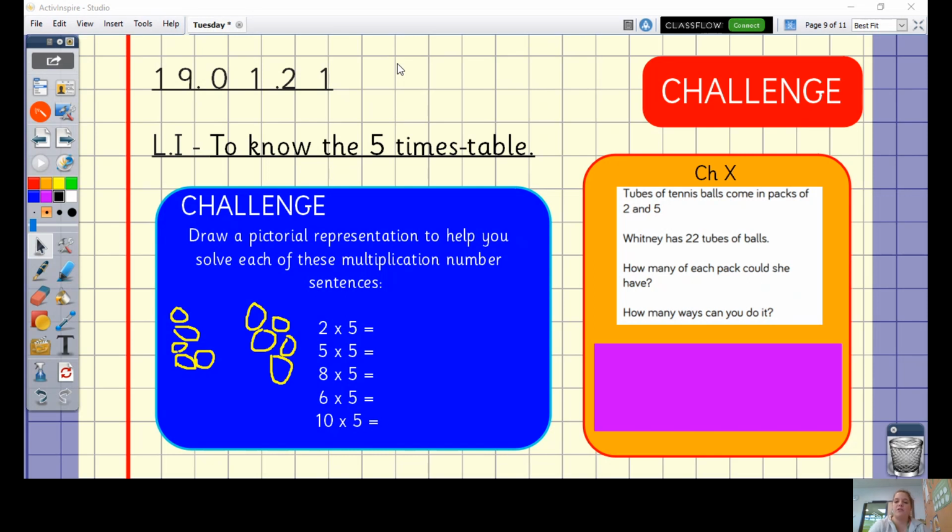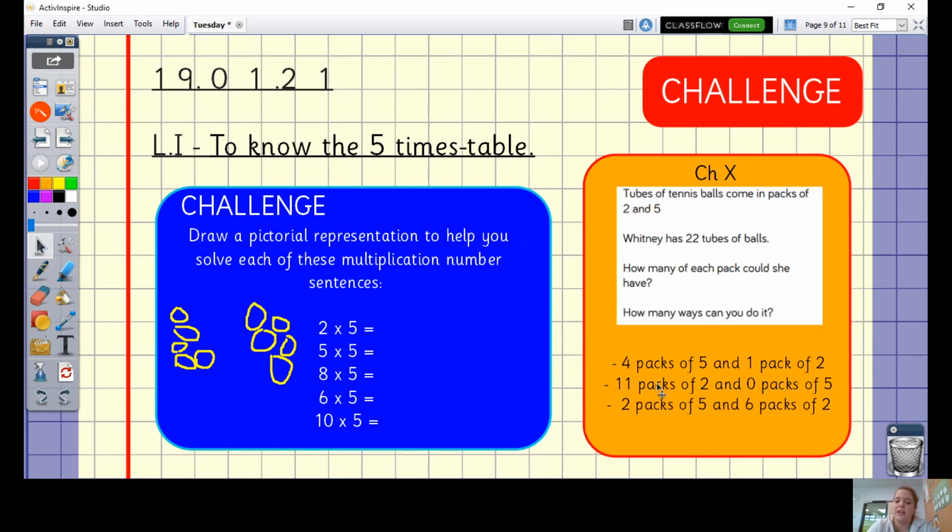So looking at how many packs of 2 in 22, how many packs of 5 in 22, and there might be some left over. So your questions are, how many of each pack could she have? How many ways can you do it? Maybe you can try and think of another way you could do that. Okay, so make sure you have a go at answering that before I show you the answer now. I'm going to share the answer with you now, okay?